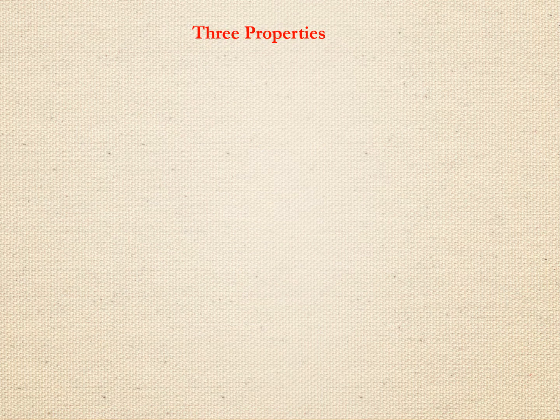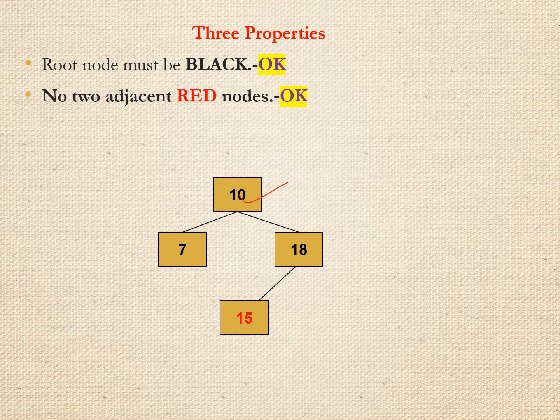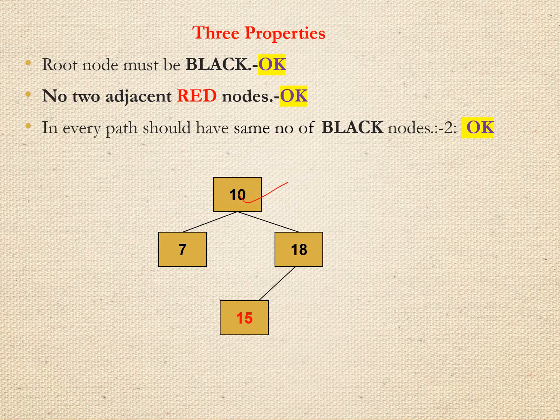Now before proceeding, we have to verify the three properties of the red black tree. We'll verify that the root is black, then that no two adjacent nodes are red, and that the number of black nodes in each path should be the same. The number of black nodes in this path is 2, and even on this path it is 2. So we'll proceed further to add a new node.